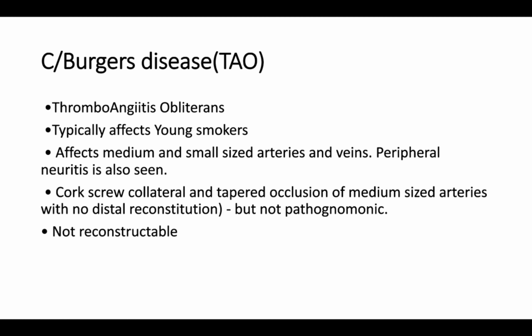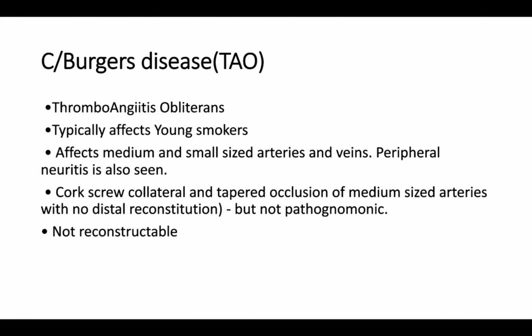A and B. Now we are in C, Buerger disease. We call it also thromboangiitis obliterans. It typically affects young smokers, and affects medium and small size arteries and veins. Peripheral neuritis is also seen, so your patient may present with numbness. Corkscrew collaterals and segmental occlusion of the medium-sized arteries with no distal reconstitution, but this is not pathognomonic. I'm going to show you the corkscrew collateral in a minute. It's not reconstructable. We cannot bypass it. We cannot put a stent for it. That's the meaning of not reconstructable.